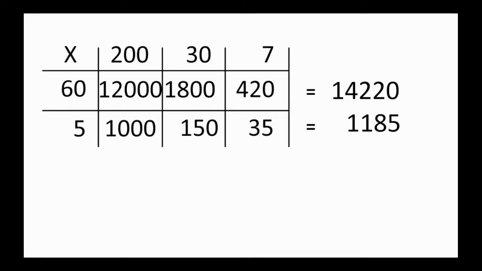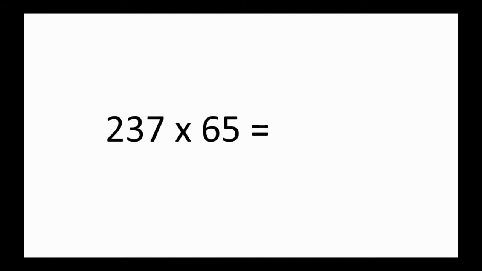We're then left with two numbers, 14,220 and 1,185. We now need to add these two numbers together to give us our answer, 15,405. This is the answer to 237 multiplied by 65.